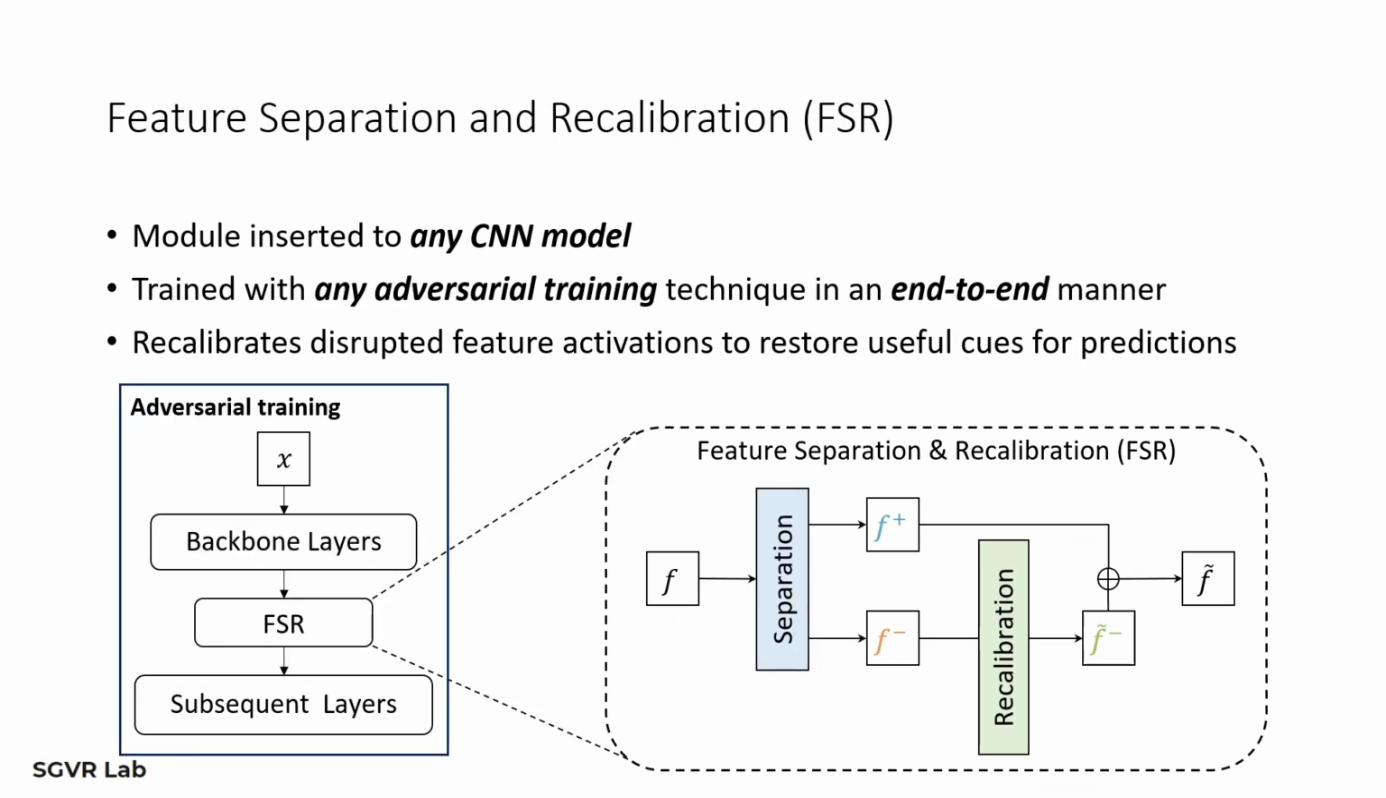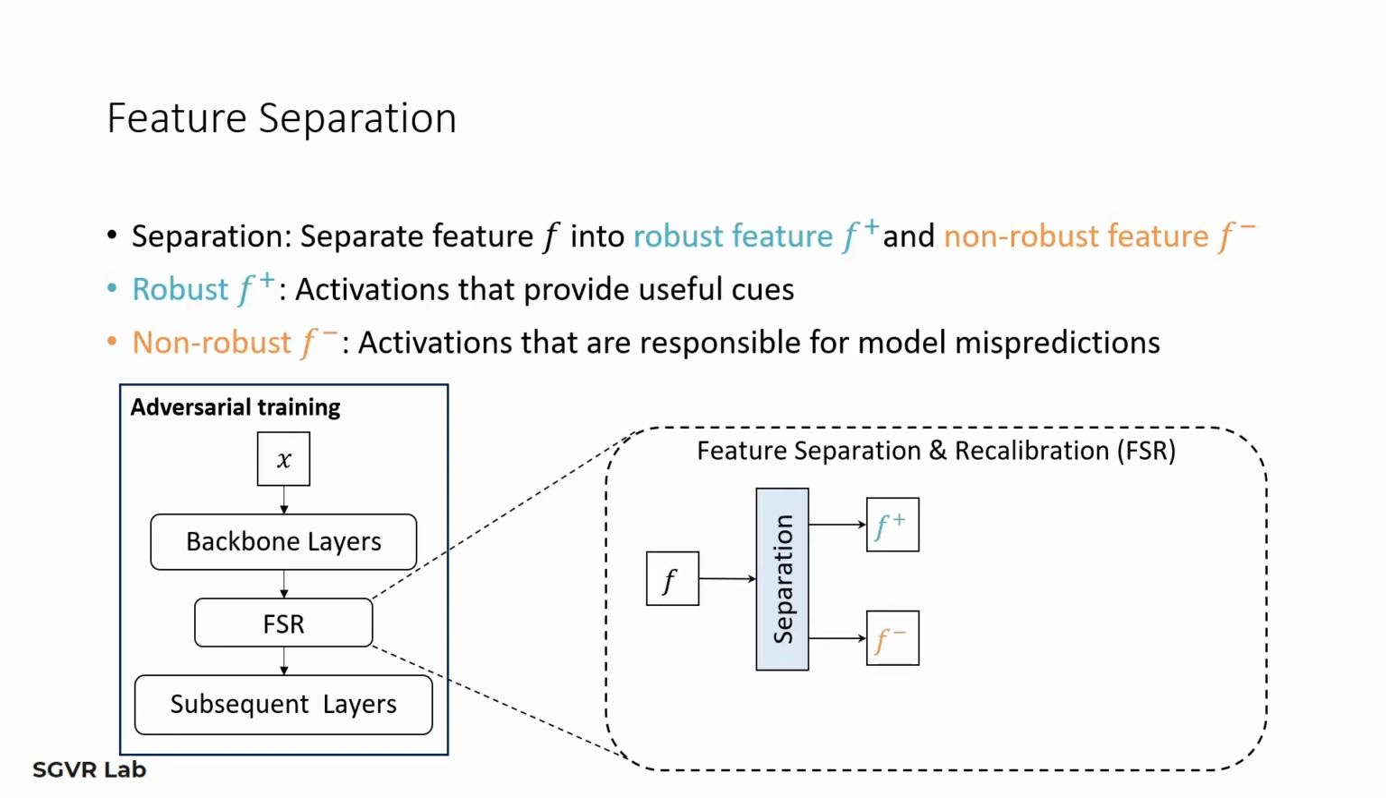We propose the feature separation and recalibration module, which is designed to recalibrate disrupted feature activations and restore useful cues for predictions. We designed the FSR module as a two-step process. The separation step extracts non-robust features responsible for model mispredictions, and the recalibration step restores useful cues from these activations. This module can be inserted into any CNN model, and it is trained along with any adversarial training technique in an end-to-end manner.